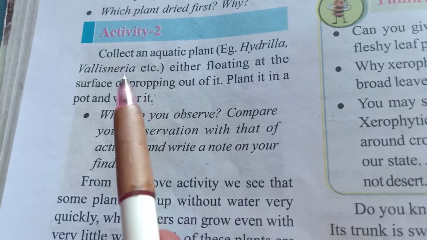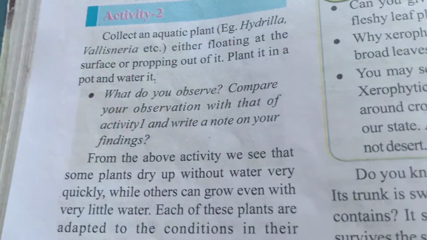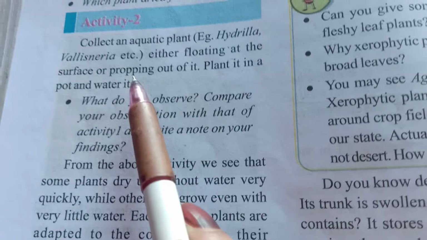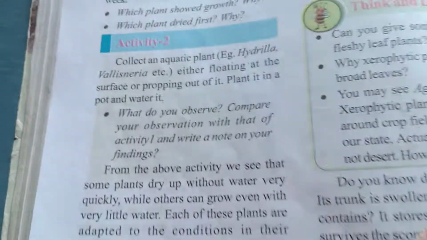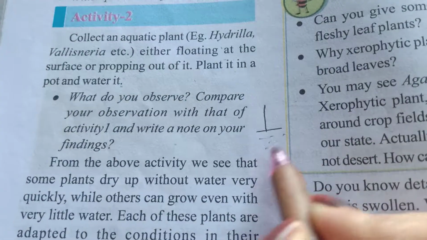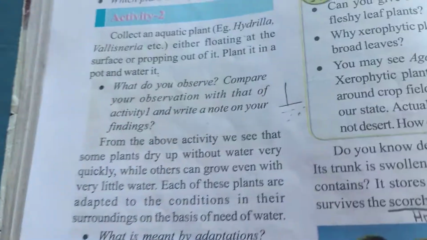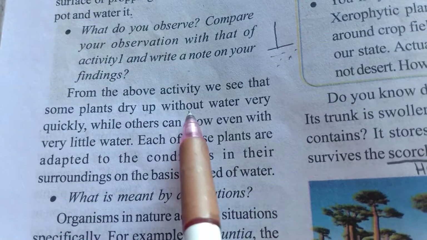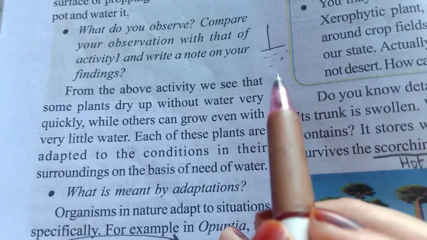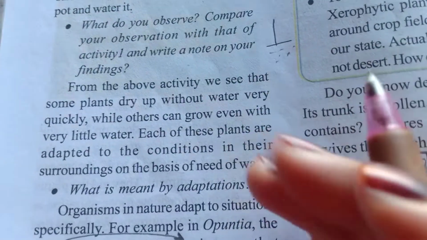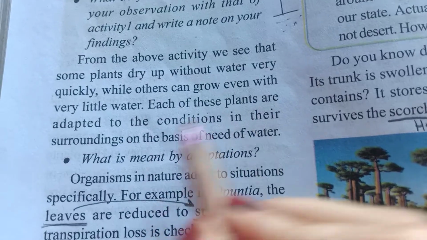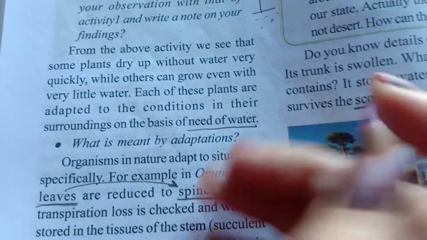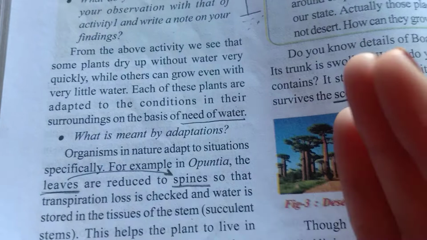Next is activity 2. We need to collect aquatic plants like Hydrilla, Vallisneria, etc. If you don't find these kinds of plants, then look for a floating plant on the surface of the water, protruding outside of the water, not inside it. Collect those plants, put them in a pot and water them. Then you will observe that some plants dry up very quickly even after watering, but some plants don't dry up even if we water them. This means each of these plants is adapted to the conditions of its surroundings on the basis of its need for water. Some plants need only a little water, and some need a large amount of water.